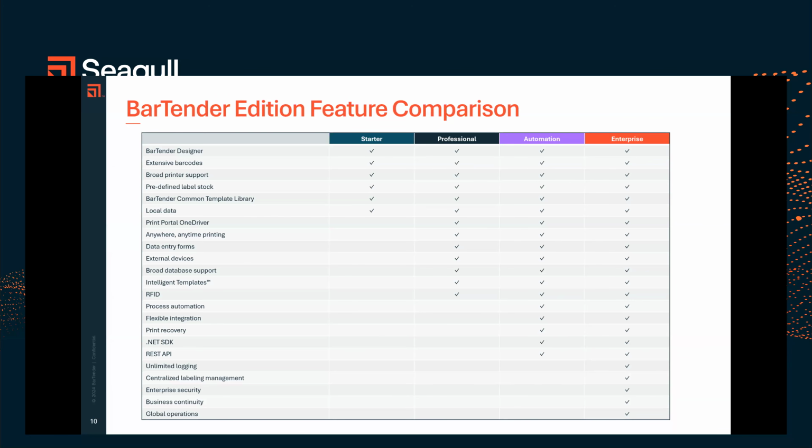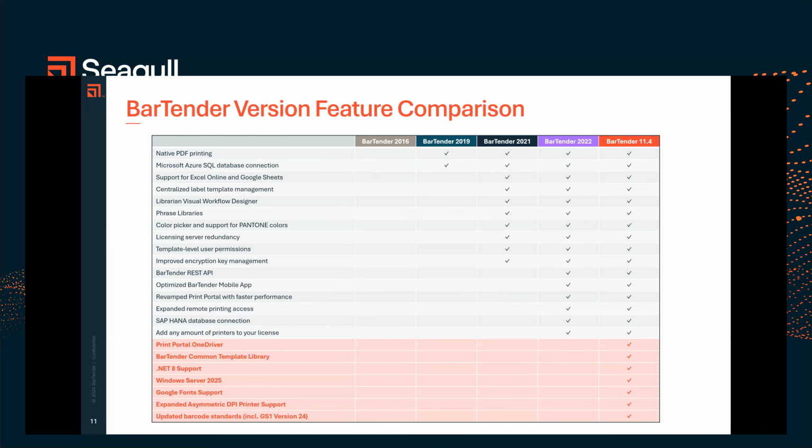The automation edition helps you save time and resources by streamlining your workflows with flexible integrations and automated processes. And then the enterprise edition supports your full mission critical labeling operations by delivering enterprise-wide control to streamline your teams, increase accountability and enable traceability. And if you're really not sure which edition is best for your application, we're more than happy to help you. But please stay tuned for more of our Getting Started with BarTender webinars, where we'll continue exploring more of these BarTender capabilities and show you how to build a smarter labeling operation.